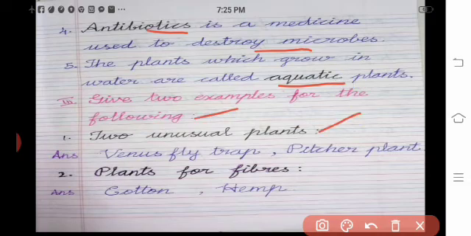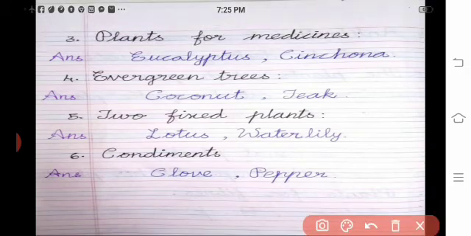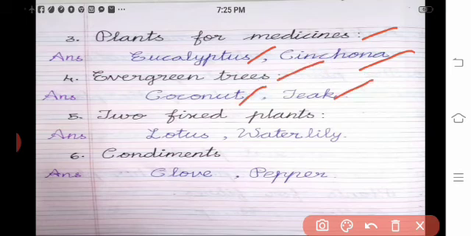Okay, give two examples for the following. Two unusual plants. What are the two unusual plants? Venus flytrap, pitcher plant. Plants for fibers, cotton, hemp. Next, plants for medicines, eucalyptus, cinchona. Evergreen trees, coconut, teak. Two fixed plants, lotus, water lily. Condiments, clove, pepper.